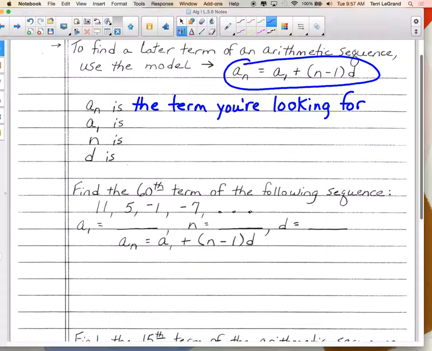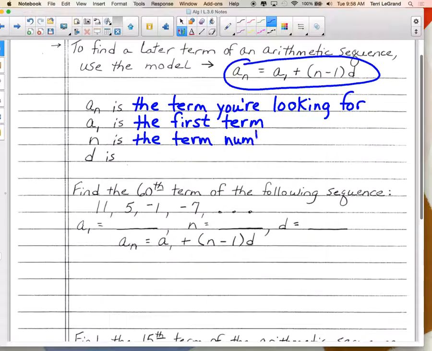Well, what's the A sub 1? It's the first term. The sequence has to start somewhere. Well, what's the n? The term number you're looking for. So if they're asking you to find the 40th, n would be 40. So n is the term number.